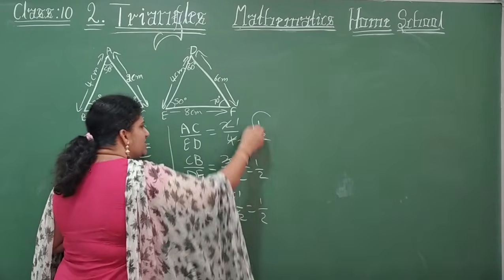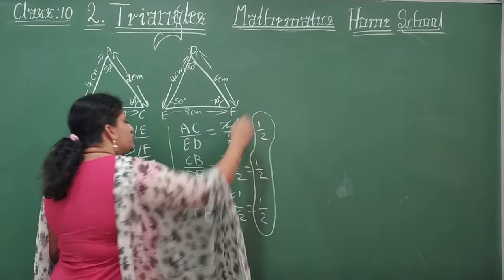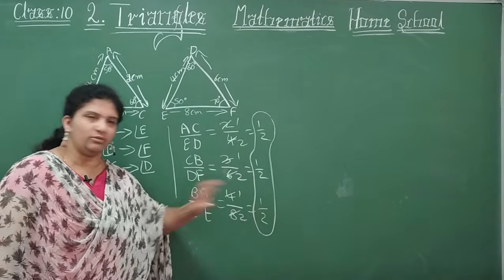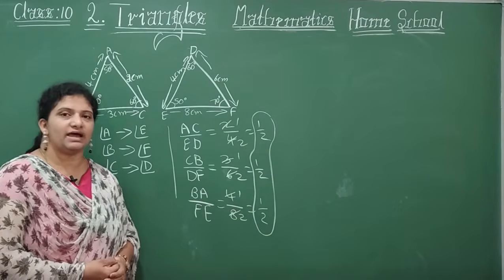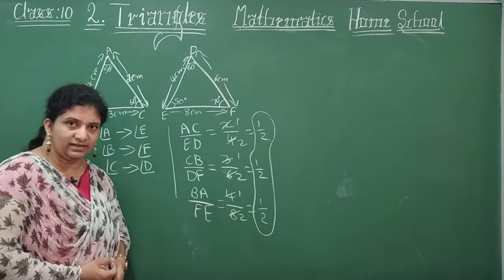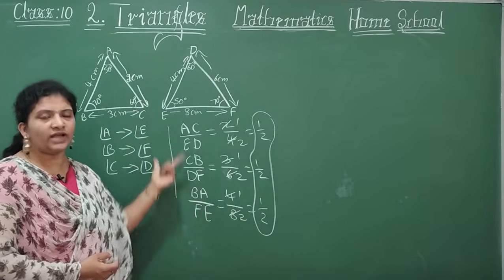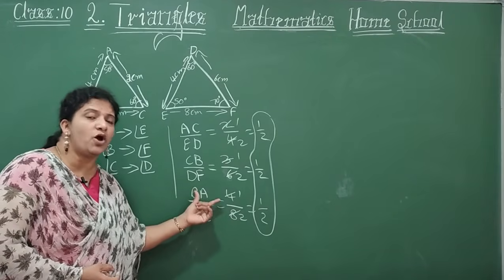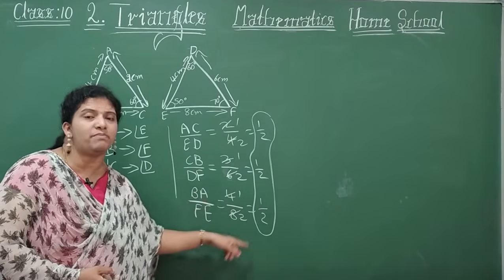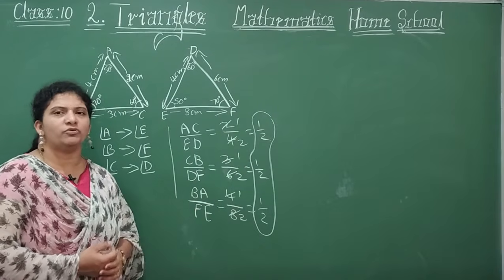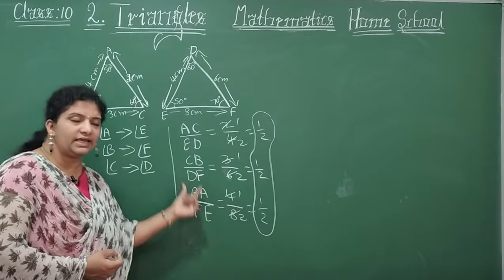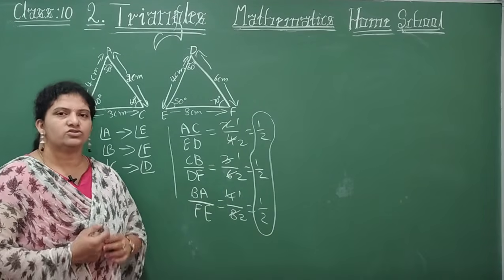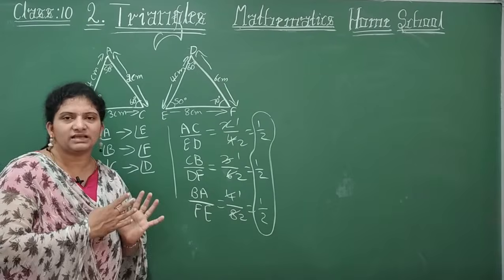So observe here children, all the ratios you got same answer, that is 1 by 2, 1 by 2, 1 by 2. So what you can say that the two triangles, okay, in these two triangles the corresponding angles are equal and the corresponding sides are in proportion. Are in proportion means what? All the three ratios having same answer. Okay, so now I hope it is clear children.